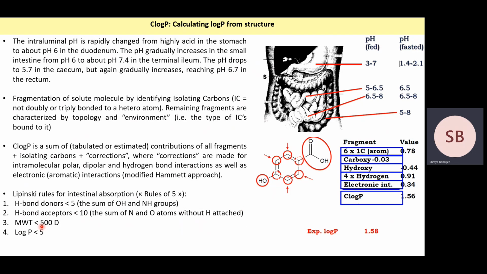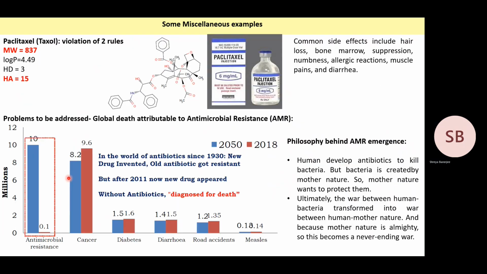The molecular weight should be less than 500 Daltons, and the log of the partition coefficient should be less than 5. If these 4 rules are followed, then the intestinal absorption is good. So an example is given of this molecule called paclitaxel or Taxol.